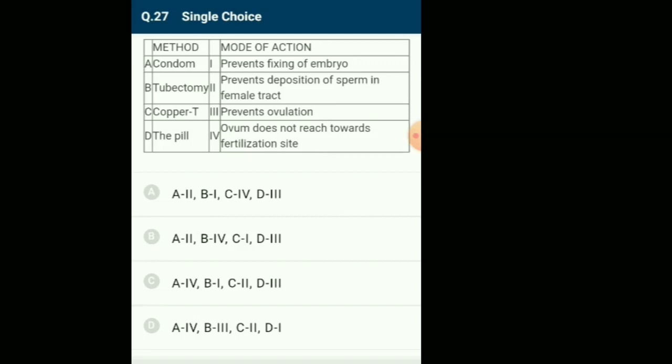Hormonal method of birth control prevents eggs from being released from the ovaries, thickens cervical mucus to prevent sperm from entering the uterus, and makes the lining of the uterus thin to prevent implantation. So the correctly matching option is option B.